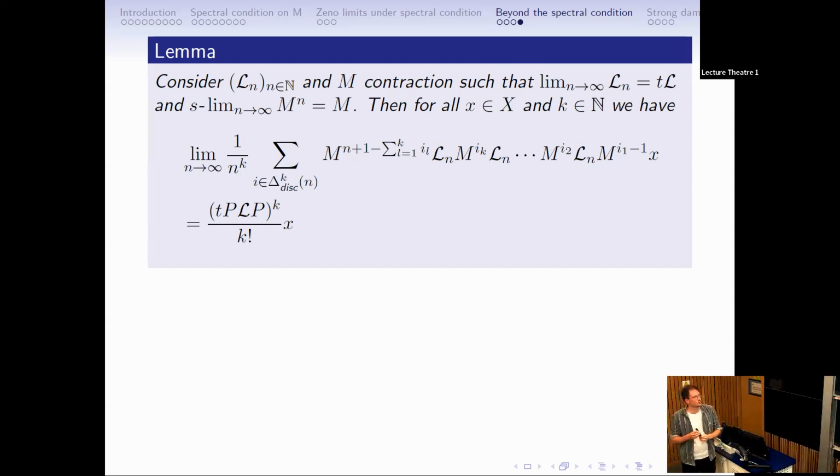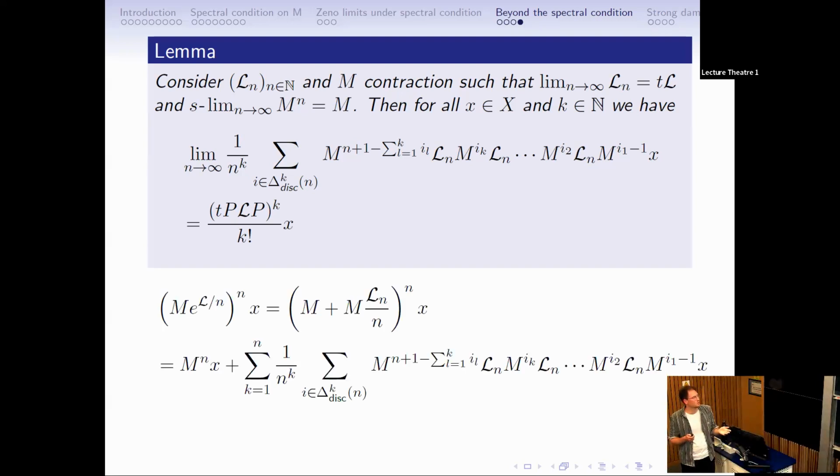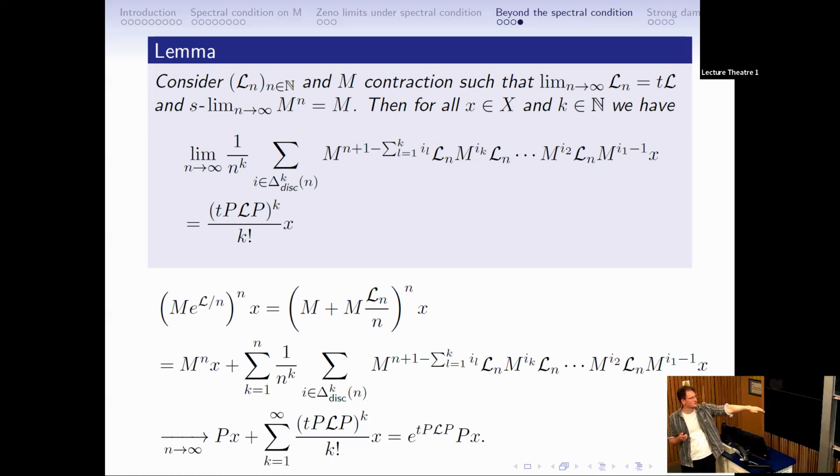I won't show you how to prove this, but it comes in handy because if you now again look at the Zeno product, exactly this sum appears, right? And now we can actually handle it. So as n goes to infinity, we exactly discover the exponential series back, and that's how we prove that we get effective Zeno dynamics. Okay, so apart from not showing how you prove this lemma, this is the proof of this theorem for M only satisfying strong operator convergence.